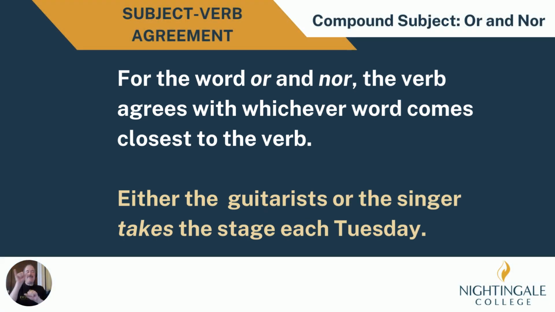If we flip this around, the verb is going to change. Either the guitarists or the singer takes the stage each Tuesday. We could cut out everything up to the singer to make this easier for us to analyze. The singer takes the stage each Tuesday. If we shorten it to that, it becomes a lot clearer. So keep this rule of thumb in mind when you go back to revise your writing.